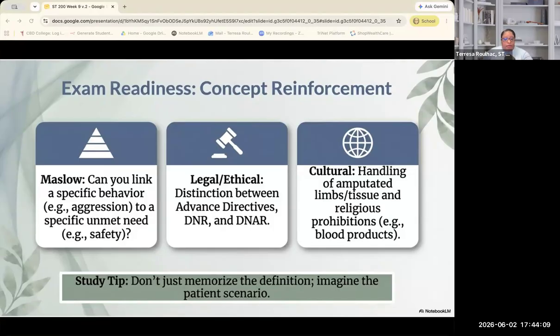Try not to memorize these in isolation. So when you study, imagine a patient scenario. Picture the operating room. Ask yourself, what would this look like in real life? If you can visualize it, you can reason through it. So let's say a patient becomes verbally aggressive during transport. I want you to be thinking which Maslow level is most likely threatened. What makes that level more likely than others?